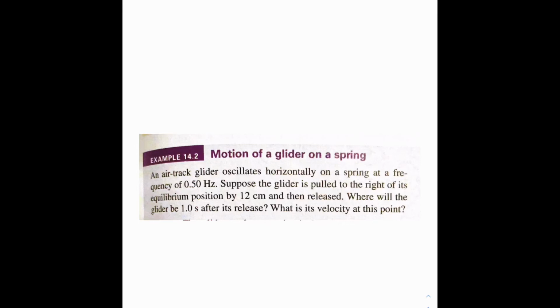All right, so in this little mini lecture, I just want to look at some examples of oscillating motion from chapter 14, section 3. And the first problem says the motion of a glider on a spring. An air track glider oscillates horizontally on a spring at a frequency of 0.50 hertz.